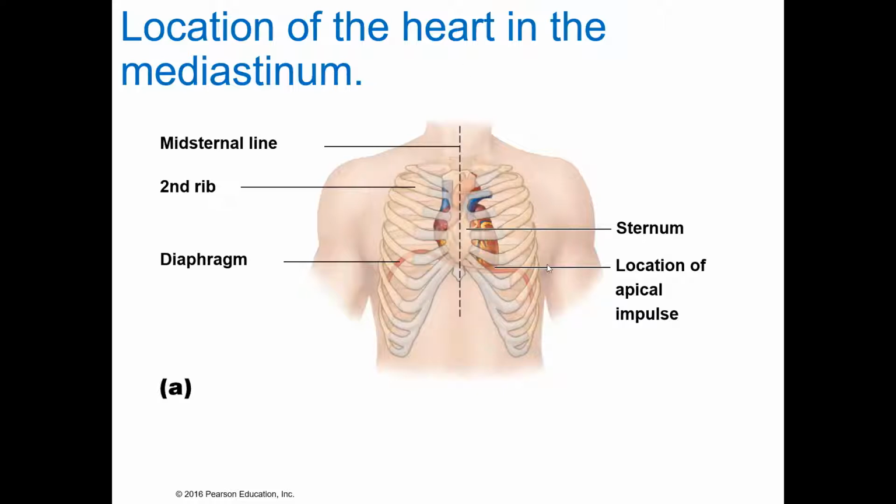Here is the 5th intercostal space down here, right above the diaphragm. There is the second rib right there. And in this location here, we have the apex pointed towards the left iliac crest and the posterior surface of the heart pointing towards the right shoulder. And the bulk of it is directly underneath the sternum, more or less.